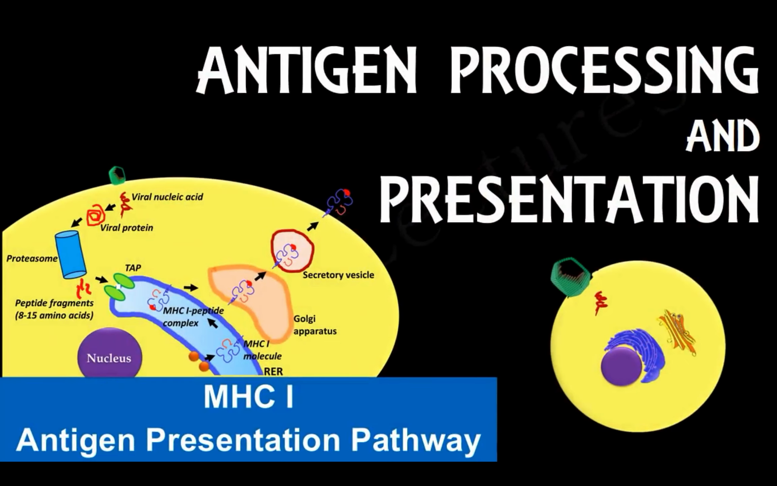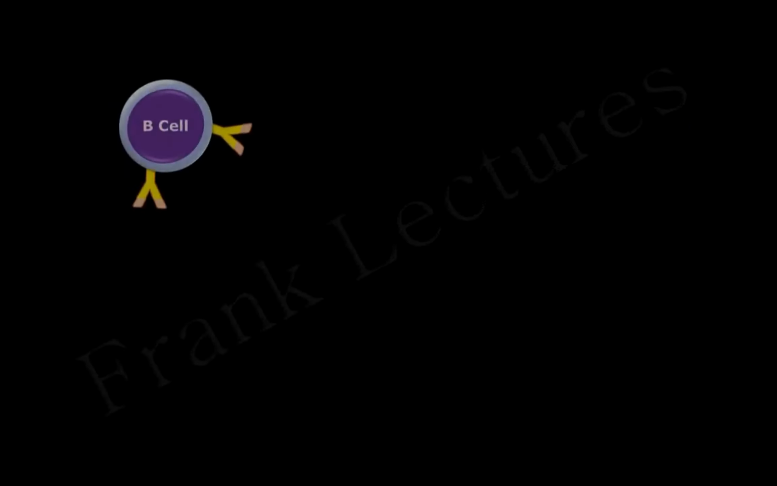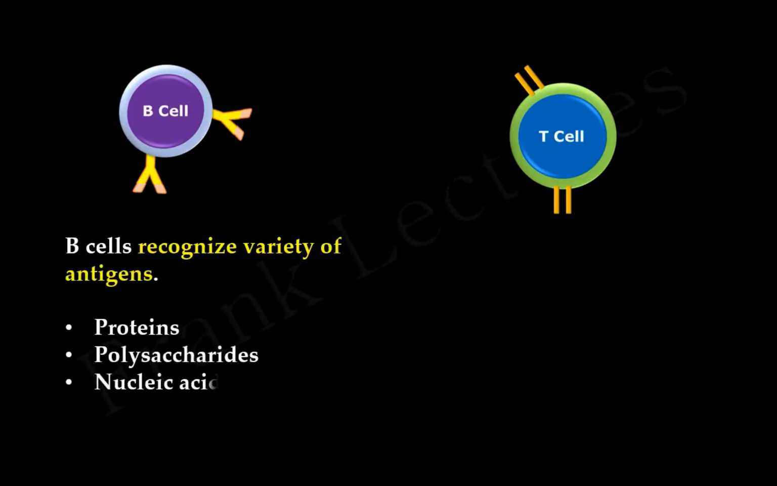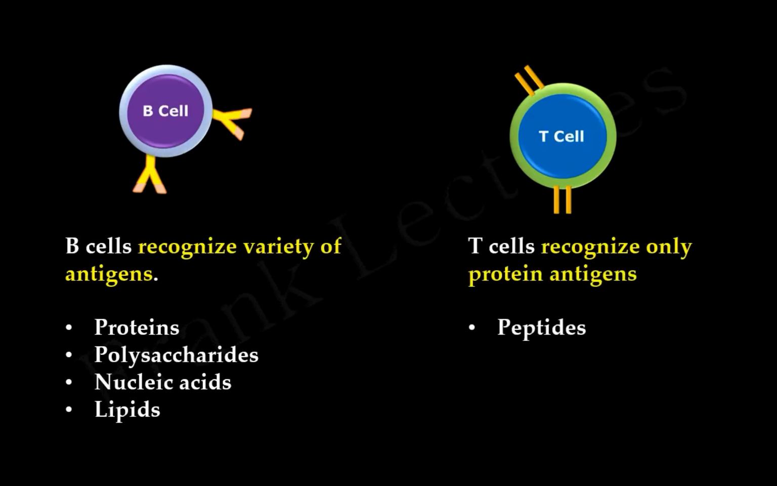Before studying what is antigen processing and presentation, we need to recall what we have studied till now. At this point, we understand that B cells and T cells recognize different types of antigens. B cells can recognize a variety of macromolecules such as proteins, polysaccharides, nucleic acids, and lipids. But T cells can recognize only protein antigens in the form of peptides. Another condition of recognition of antigen by T cells is that these peptide fragments must be presented to T cells in the form of MHC peptide complex.